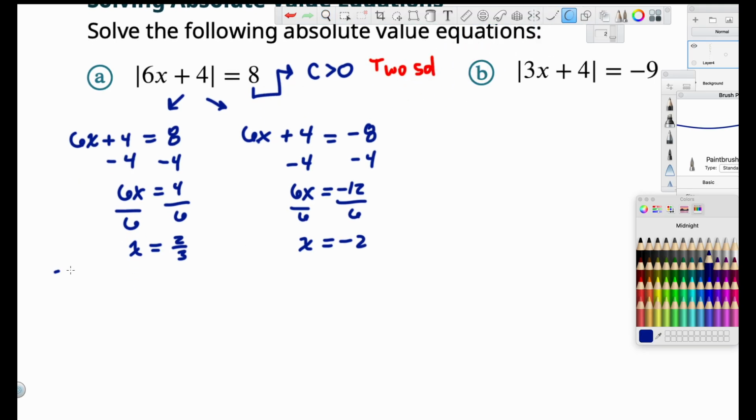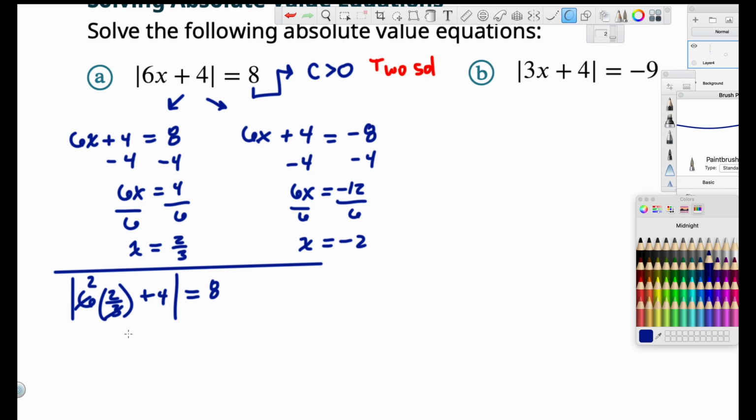And let's just check it to prove that it works. So I've got the absolute value of 6 times 2/3, so I'm just substituting x in here, plus 4 is equal to 8. 3 goes into 6 2 times. 2 times 2 is 4. 4 plus 4 is 8. I get absolute value of 8 equals 8, and the absolute value of 8 is 8. So that worked. Let's try this one.